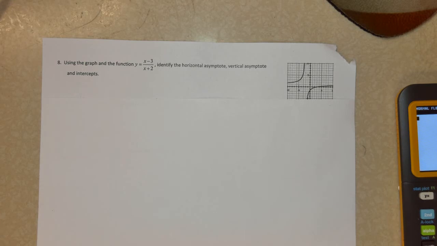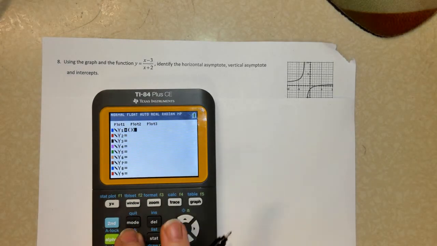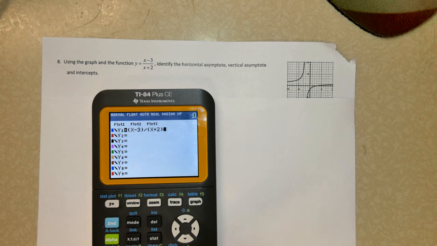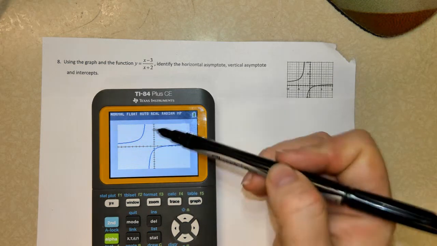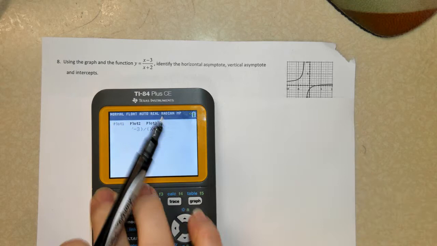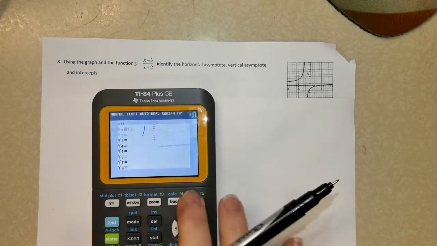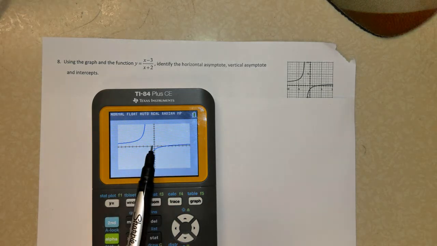Use the graph of the function to identify the horizontal asymptote, vertical asymptote, and intercepts. Alright, so I went ahead and graphed it, and I can see that there is a vertical asymptote at x equals -2. I'm going to make sure I wrote that correctly. Okay, there's a horizontal asymptote at y equals 1.